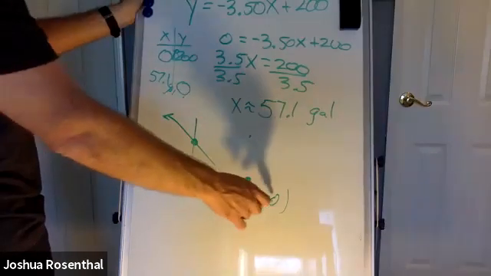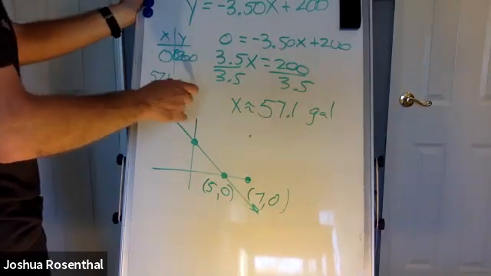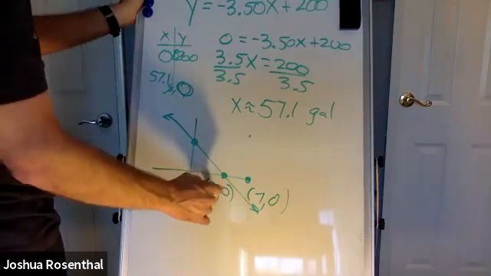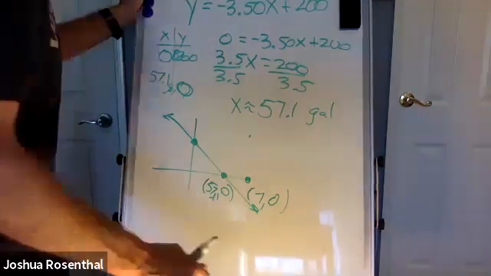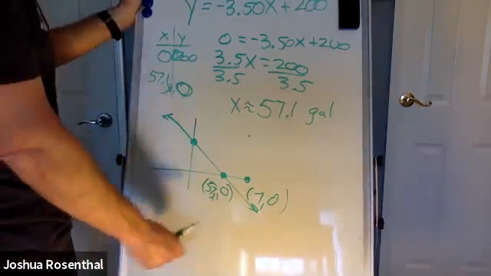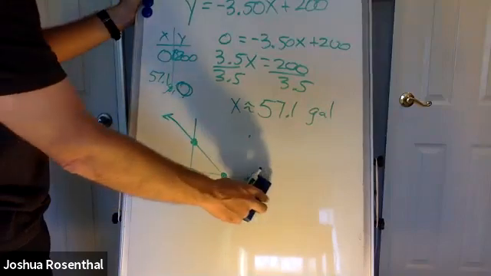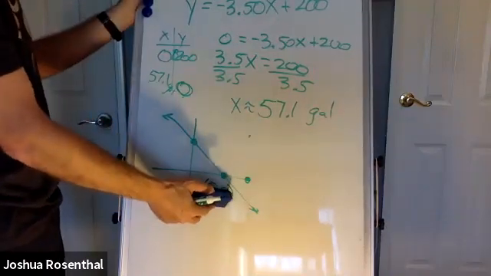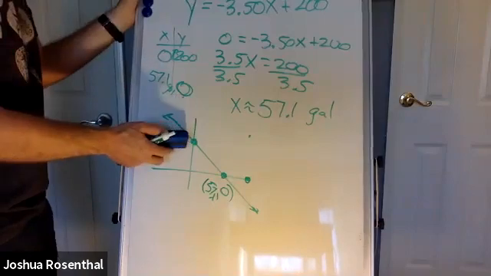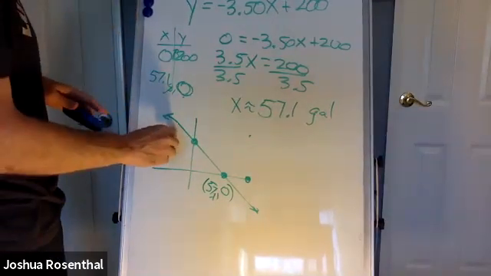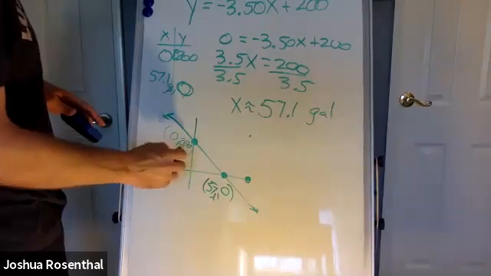If you don't know where the line's going to hit, then by saying this part has to be 0, putting it into my equation and finding that, I now know that this is 57.1. No matter where it hits the x-axis, the coordinate has to have a y value of 0. And where it hits the y-axis, the x has to be 0. So this would be 0, 200.